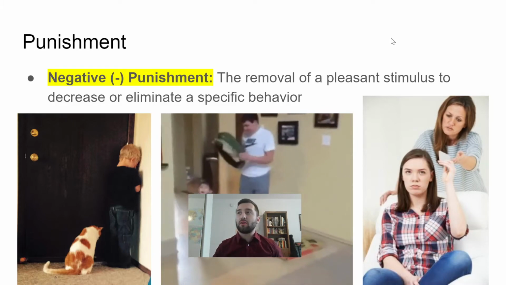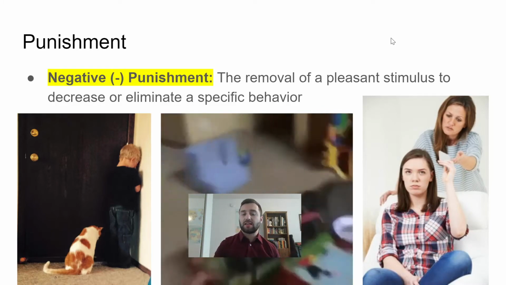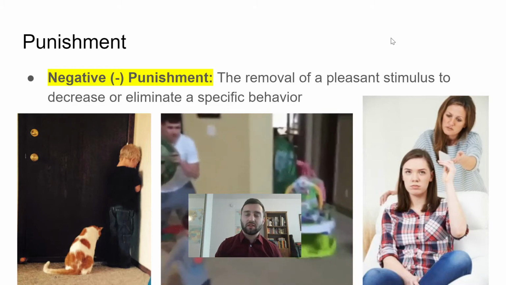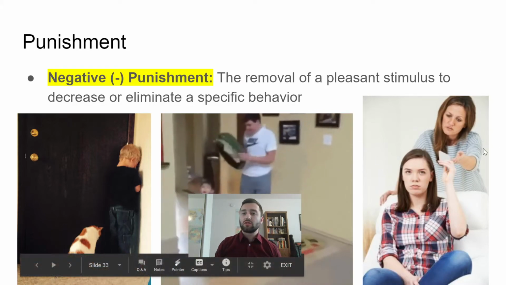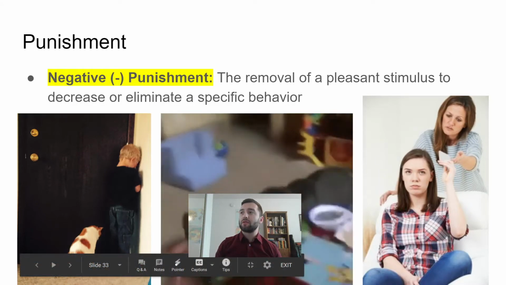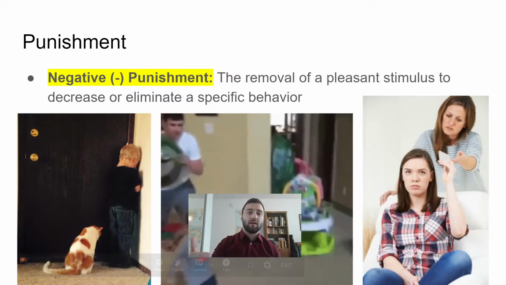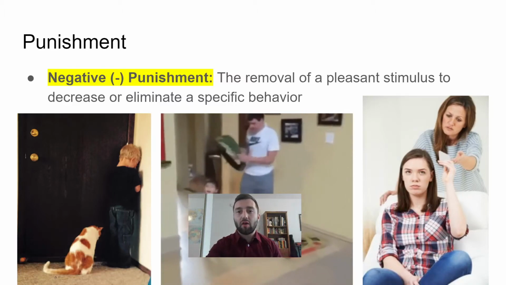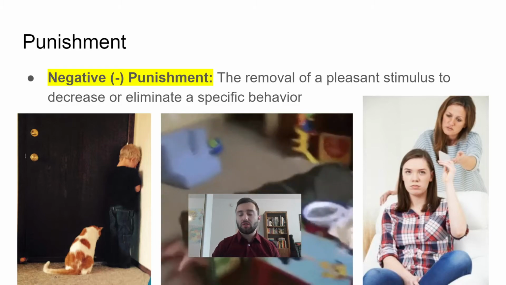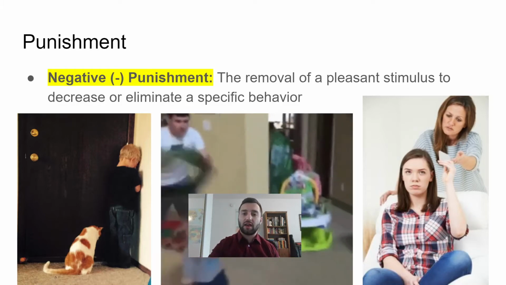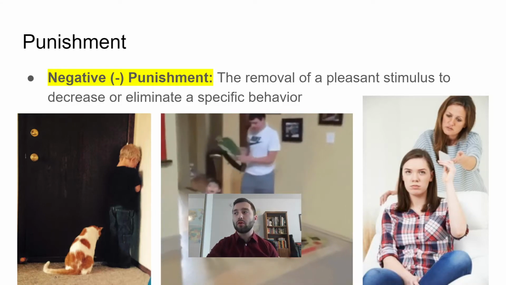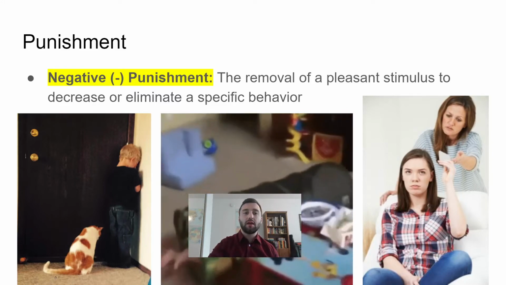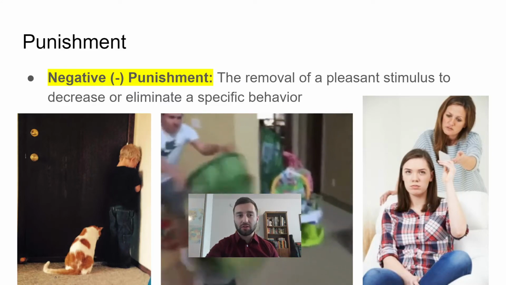So a simple example of a negative punishment is like timeout. Right, you can see that picture on the left there. When you're a little kid and you do something bad and you get in trouble, your parents put you in timeout, they're removing what you like. So you like being able to have freedom and do what you want and play with your toys or watch TV or whatever it is when you're a kid. They're removing your ability to do that.